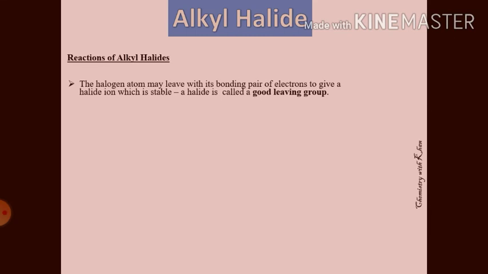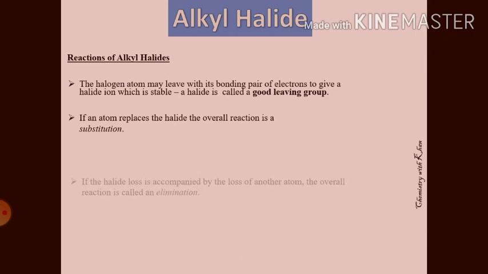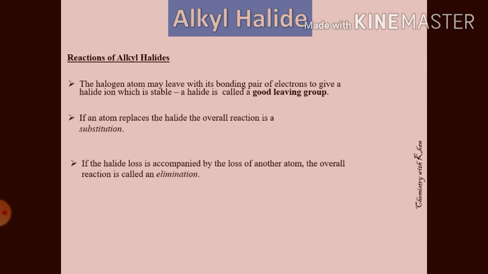Now we will discuss the reactions of alkyl halide. The halogen atom may leave with its bonding pair of electrons to give a halide ion which is stable. A halide is called a good leaving group. Second, if an atom is replaced by a halide, the overall reaction is a substitution reaction. If the halide loss is accompanied by the loss of another atom, the overall reaction is called elimination.